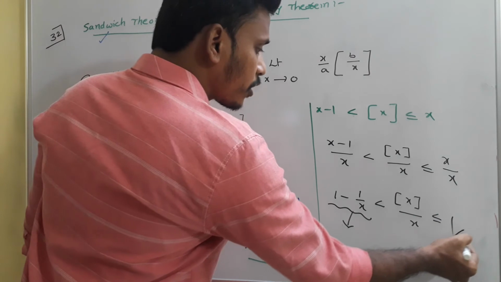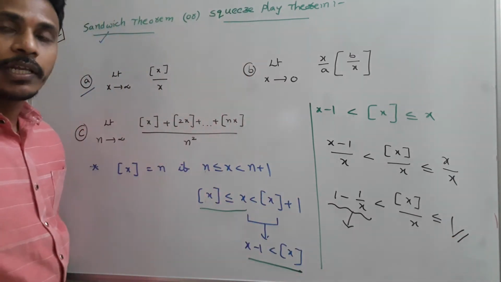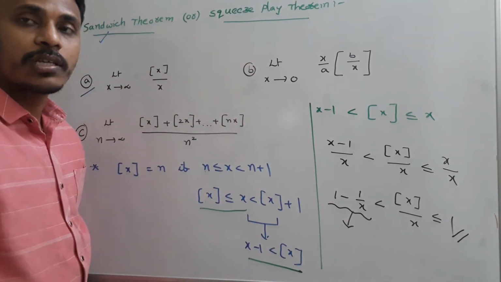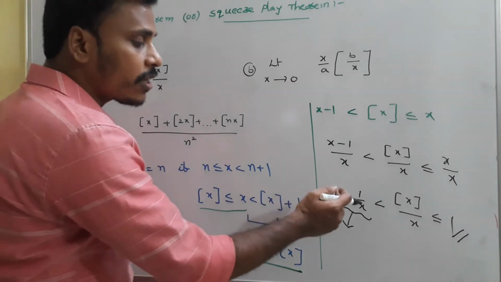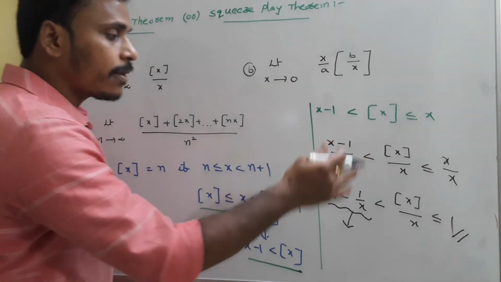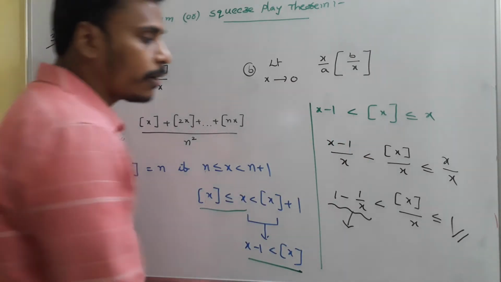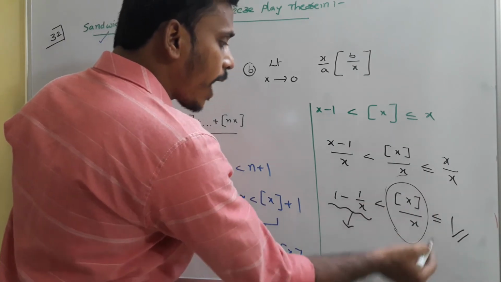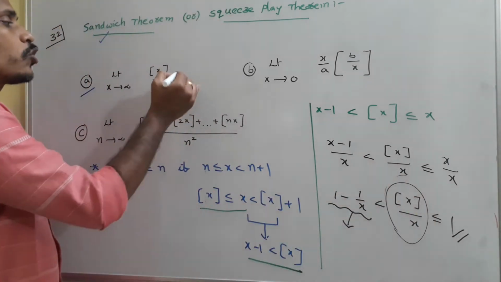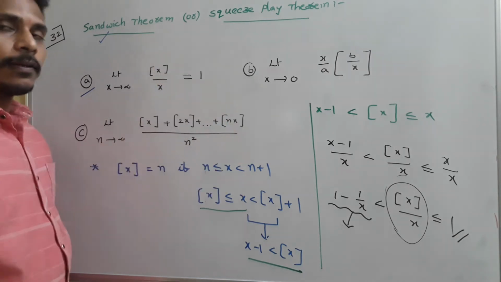Whereas for this function, as x extends to infinity, the limit value is 1 because it is constant. So this function has limit value 1, that function has limit value 1, then by the sandwich theorem, this middle function also has limit value 1. And so the answer for this problem is 1.